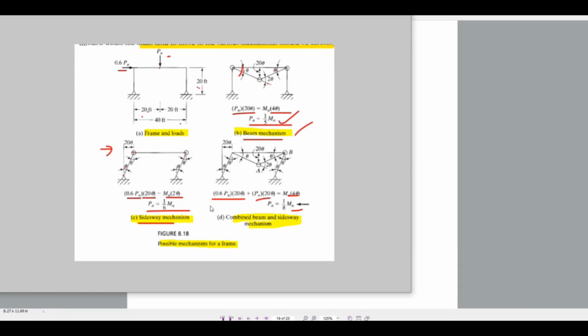So this is 1 by 5 Mn, this is 1 by 6 Mn. We cannot combine these two. Superposition is not possible. It's not applicable for this kind of plastic analysis. So 1 by 5 Mn plus 1 by 6 Mn we cannot write. This is 1 by 8 Mn. It's the combined beam and side sway mechanism, the possible mechanisms for the frame.